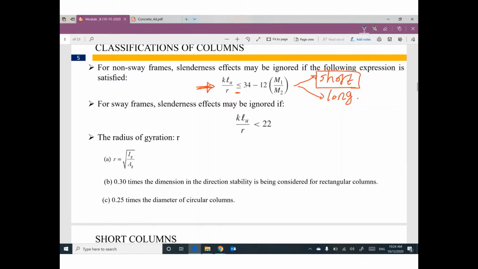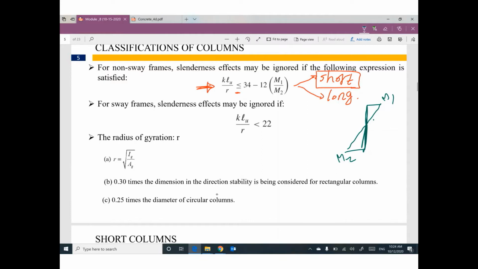M1 and M2 are the moments on the column. Sometimes we have a moment here, sometimes we have a moment here, because this column is a member in a frame. For example, M1 and M2. If you don't have moment, please forget this term. Then you are talking about KLU divided by r smaller than or equal to 34. If you have moment, please consider this moment. In most cases we don't have moment, sometimes we have.